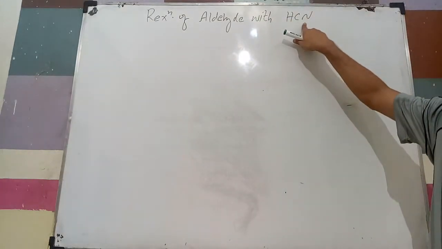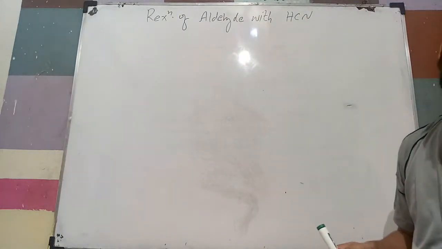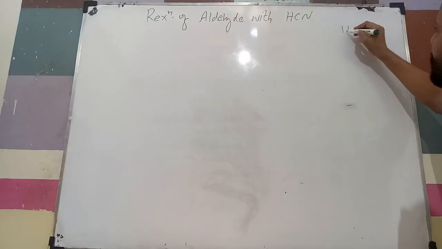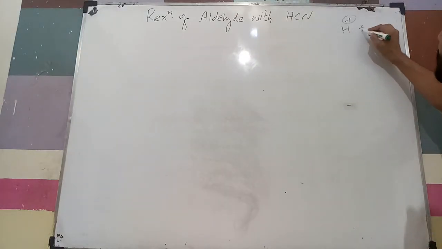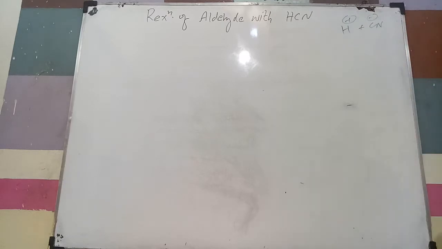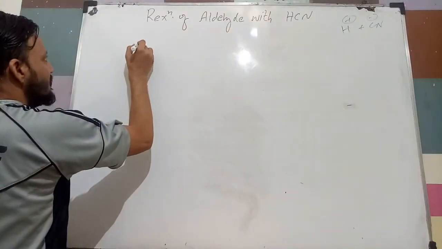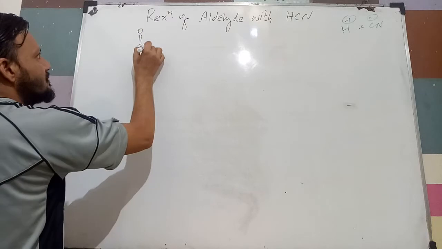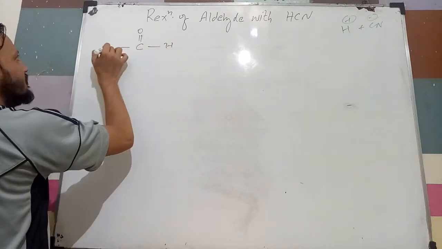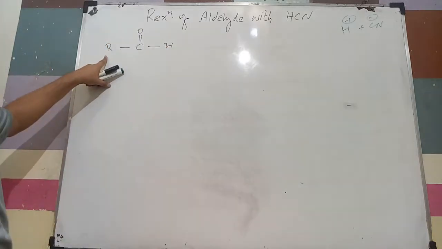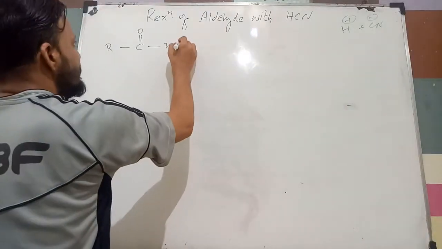Hydrogen cyanide is an acid, and it will dissociate into H positive ion and cyanide ion. How it will react with aldehyde can be demonstrated with some examples, like C double bond oxygen, H and R. You can take any R group over here, plus HCN.